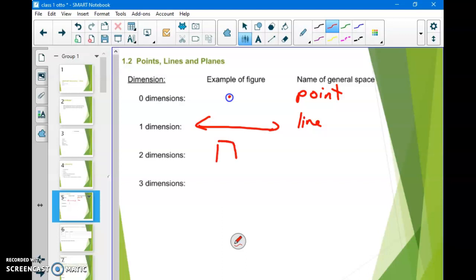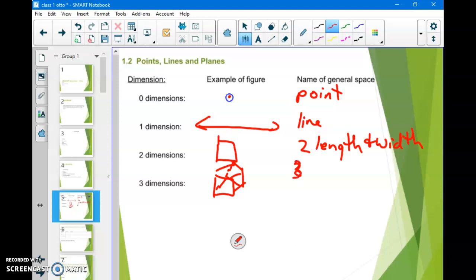Something with 2 dimensions might be something like a square, rectangle, those kinds of things. It has 2 directions, has length and width. Something with 3 dimensions would be something like a cube, ball, anything in 3 dimensions has length, width, and height.